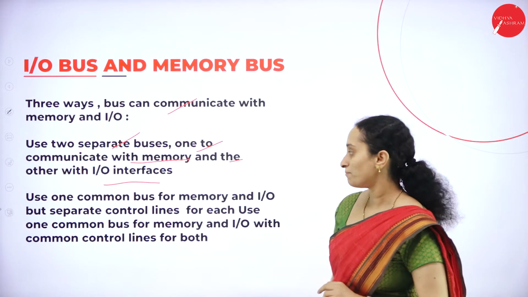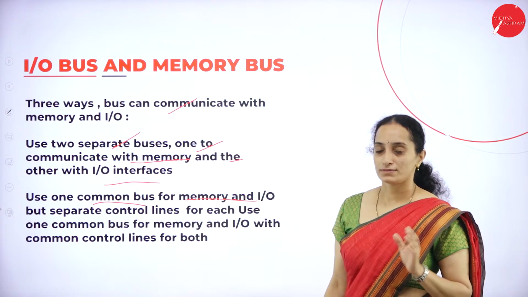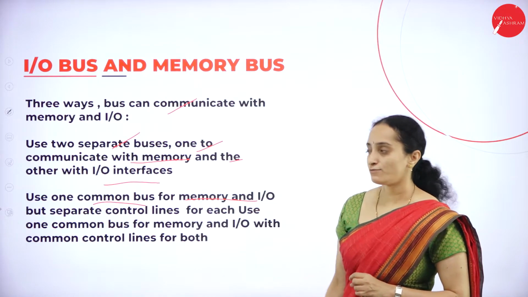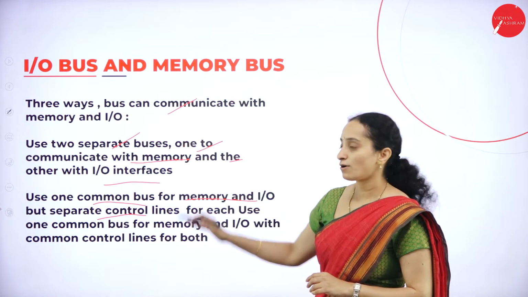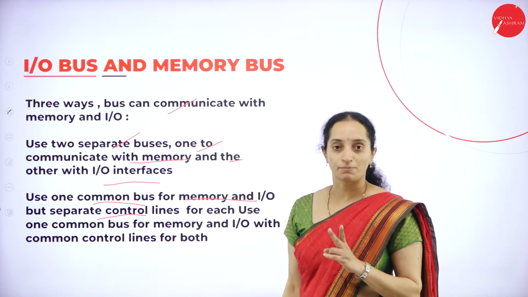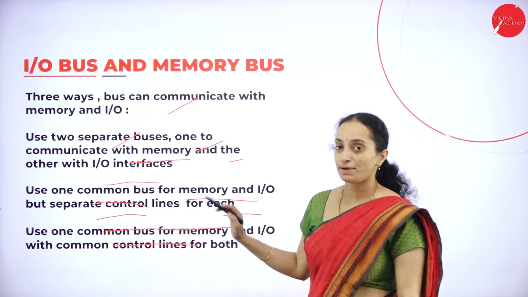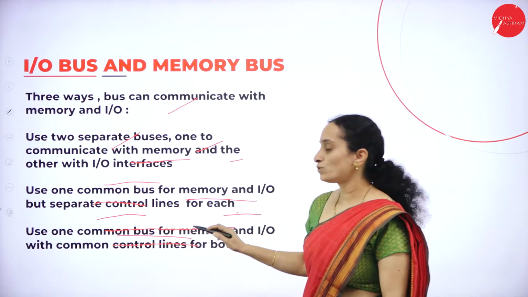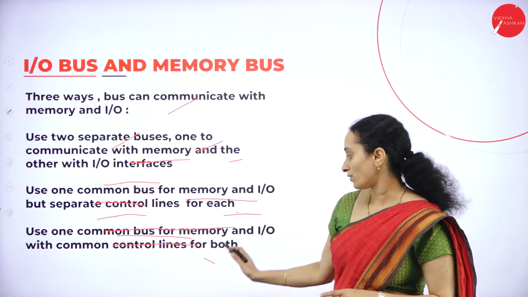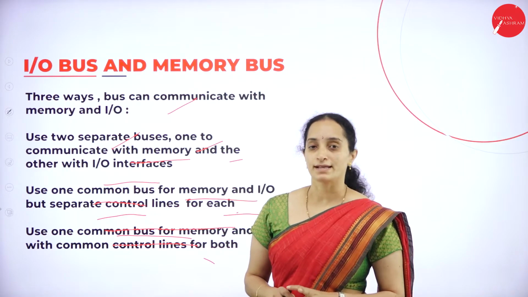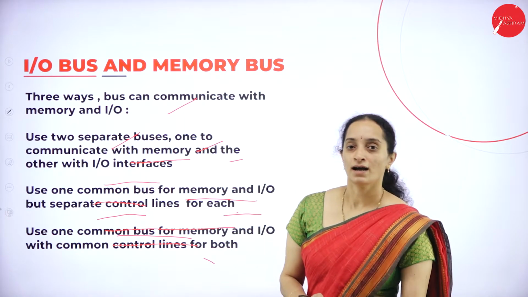Second, use one common bus for memory and I/O, but separate control lines will be there. So one way is two separate buses, another way is a common bus with separate control lines. The third method is to use only one common bus for memory and I/O as well as common control lines for both. So there are three methods by which you can transfer the data between the memory, processor and the I/O devices.